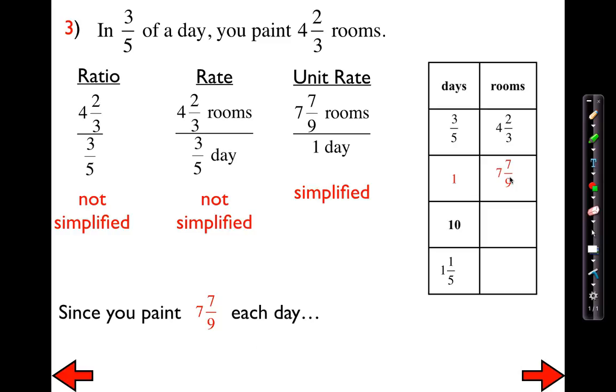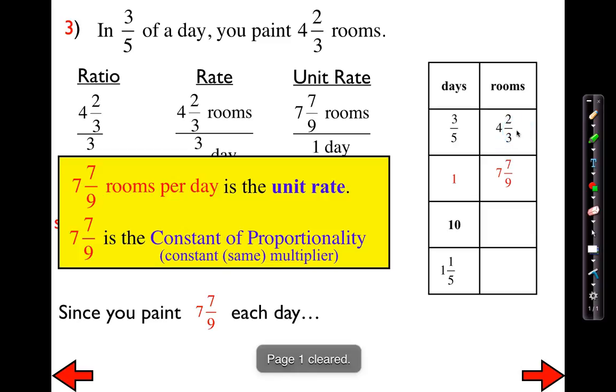Now they're asking me for more information. So they're saying, okay, well, in one day, 7 7/9 rooms will be completed, but what about 10 days? That's 10 times as long. So if it's 10 times as long, then that means you're going to do 10 times as many rooms. So in order to figure that out, I'm going to go ahead and use the constant of proportionality, aka the constant multiplier, and do 10 times 7 7/9. Which is going to give me 77 7/9.